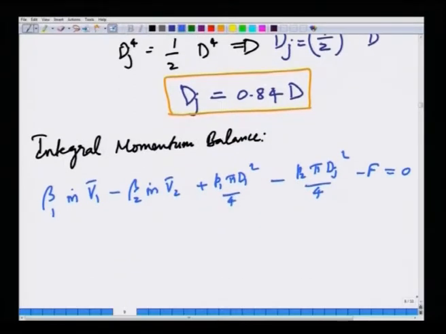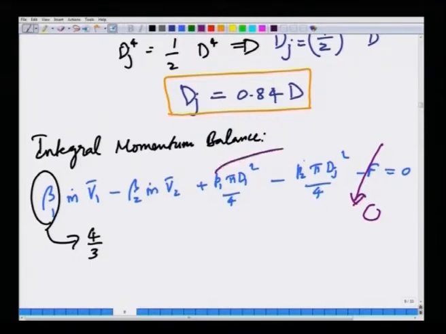Now, at the jet exit, we know that the velocity profile is laminar. So, beta 1 has to be according to whatever the momentum correction factor for laminar flow is, which is 4 by 3. Now, we are going to neglect the shear stresses acting on the surface of the free jet, because it is a free jet. But this term, P1 is P2 is equal to P atmosphere. So, this is P atmosphere.